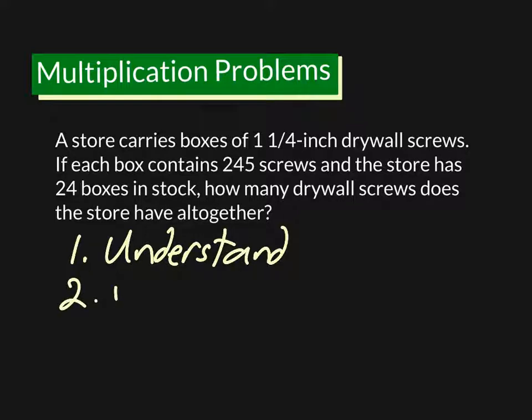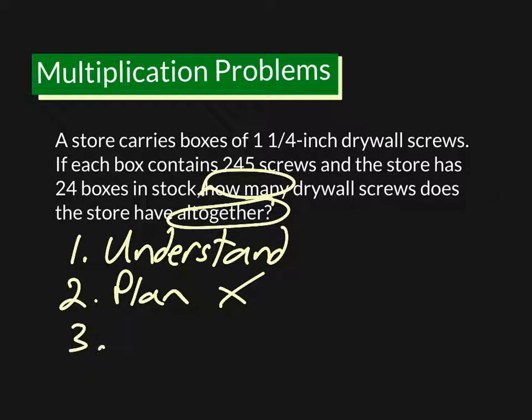Okay, so second, we're going to plan, and that means we're going to look at keywords to see if that can help identify the operation. In this case, we have how many and all together, and those could actually indicate addition too, so we have to think very carefully. But what we know is there are 245 screws times 24 boxes, so that means we have to multiply. So third, we're going to do the math.